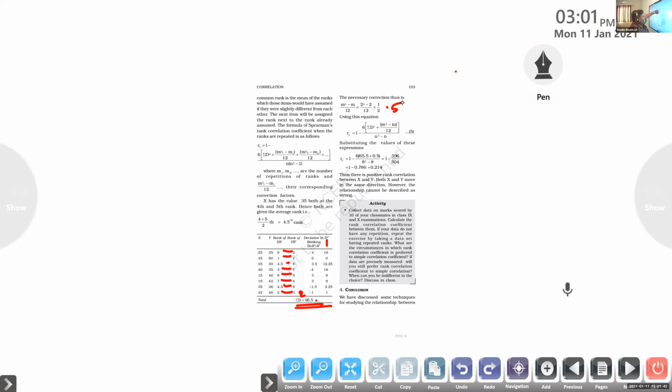M values, divided by 8 cube. N is 8: 1, 2, 3, 4, 5, 6, 7, 8. So 8 cube minus 8 is equal to 1 minus 396 divided by 504. The answer is 0.214. Is that clear? Clear or not? Is the calculation okay?